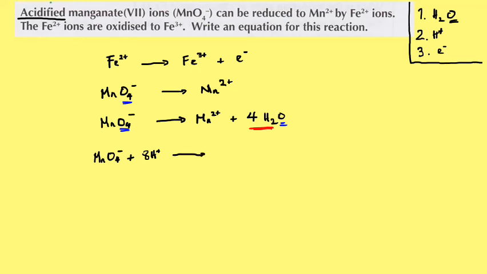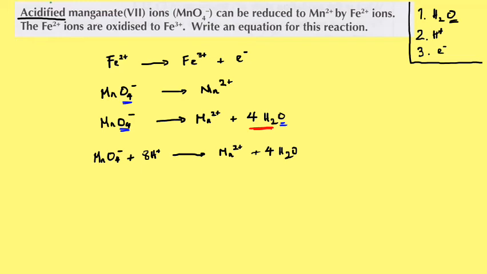So we've got our manganate ion and our 8 hydrogen ions, and we've got our manganese 2 plus ion, and we've got our 4 water molecules. And if we have a look at this last half equation, we can see that although the manganese is balanced, the oxygen is balanced, and the hydrogen is balanced, the thing that is not balanced is the charges. On the left-hand side, we've got 8 plus from the 8 hydrogen ions, minus the 1 minus from the manganate ion. So that's 7 plus on that side. And we've only got 2 plus on the other side.